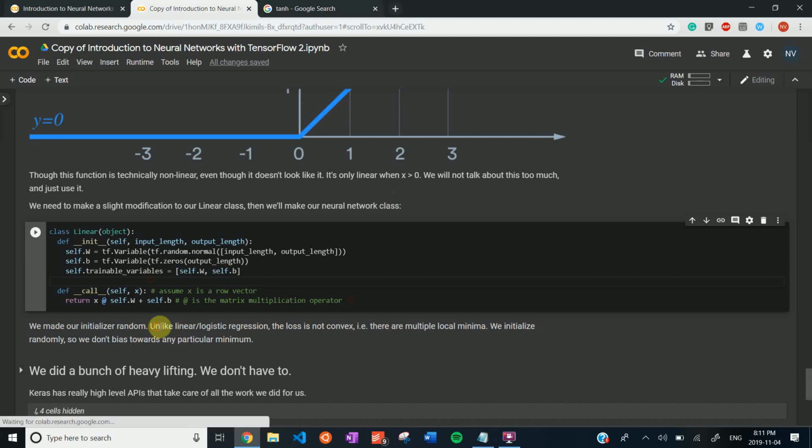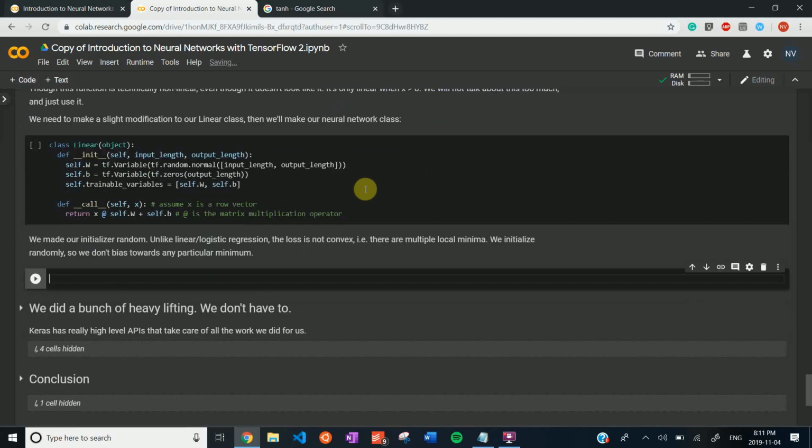And now we're just going to define our neural network. We're going to do that as a class as well. Fully connected network.